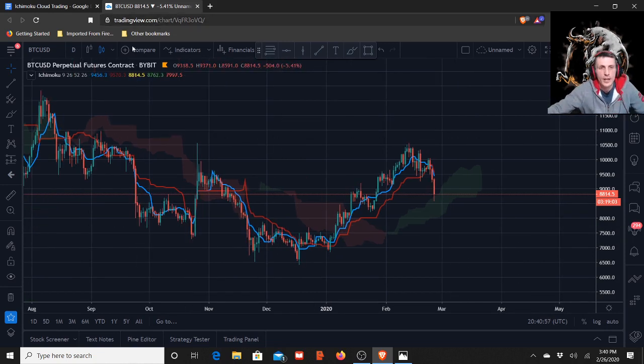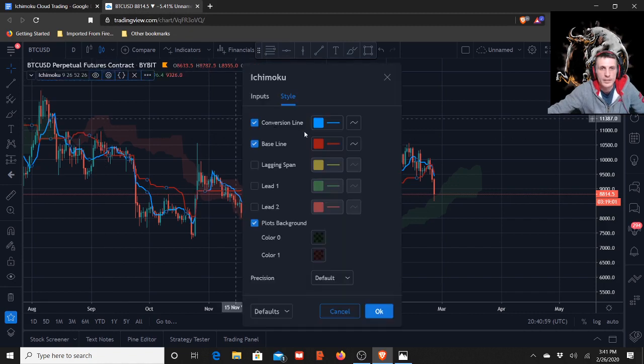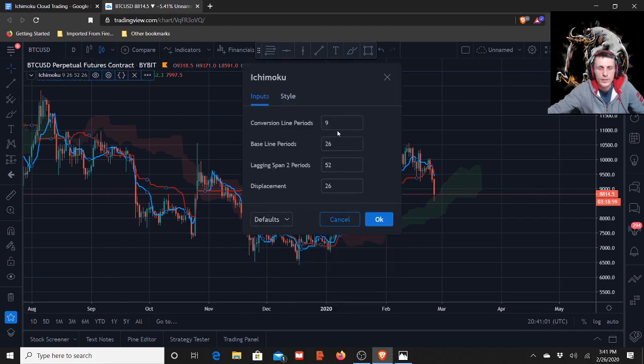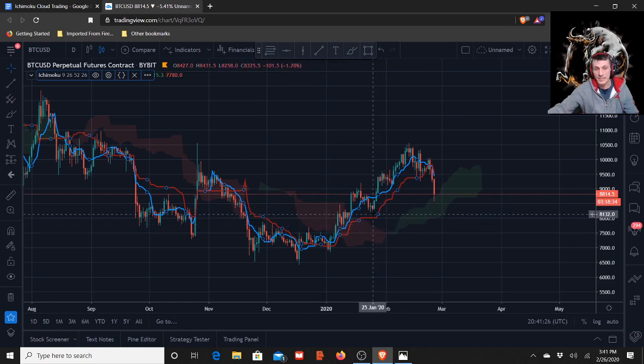Your conversion line, and we'll go back up in here to the settings. Your conversion line is your fast line. Okay, this line signals minor support and resistance. Use this for short-term trading. Scalping is a good one to use with that line. Your baseline is your medium-term support and resistance. Price above it is a medium-term uptrend and vice versa. So if your price is above it, then obviously it's support, and if it's below it, obviously it's resistance.